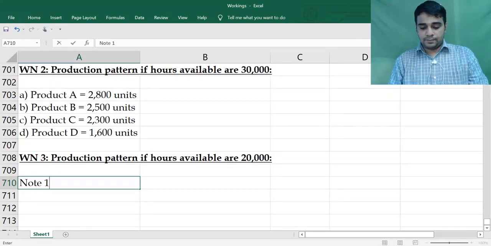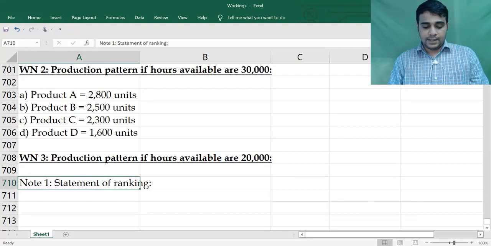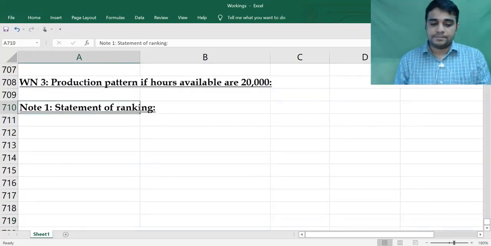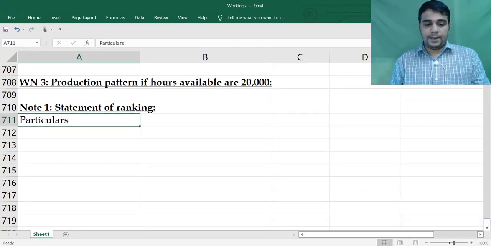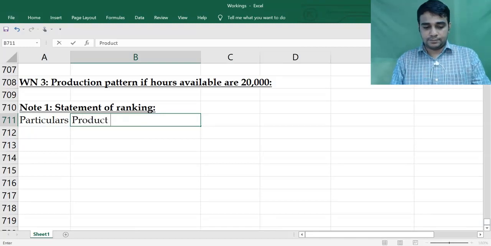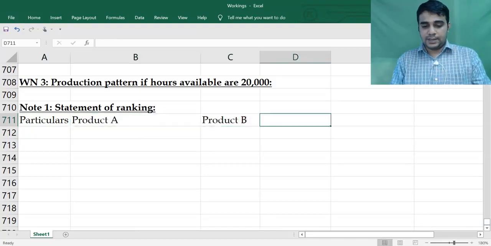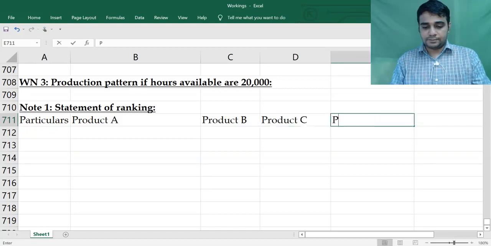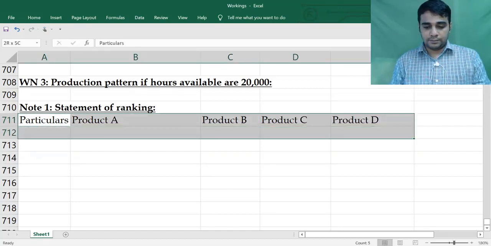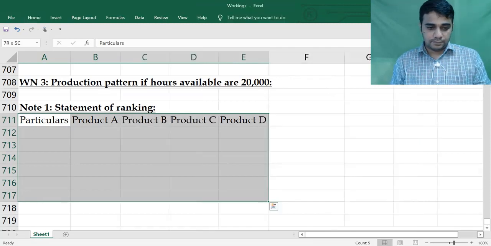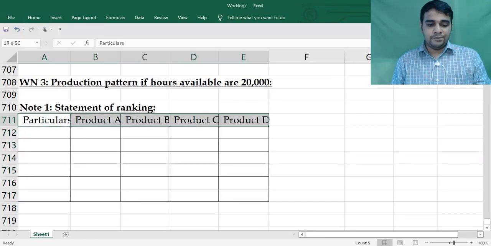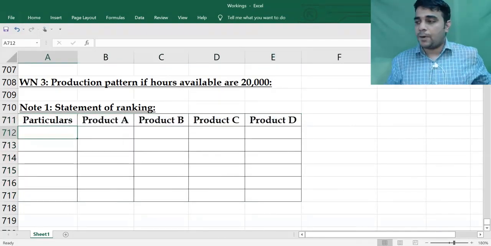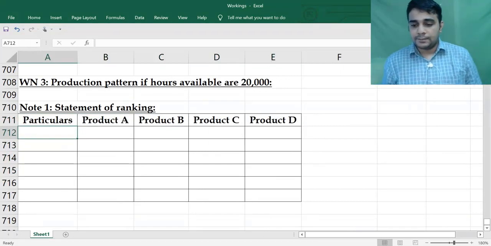Note 1. Statement of ranking. Particulars and 4 products.